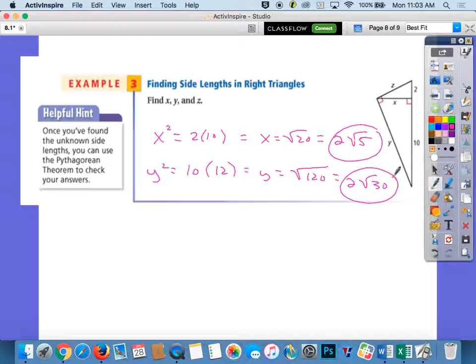Okay, and then your z squared equals adjacent times big guy. So adjacent times big guy. Z equals root 24, break 4 out of jail, and you get 2 root 6. Okay, so this one fell right into our laps.